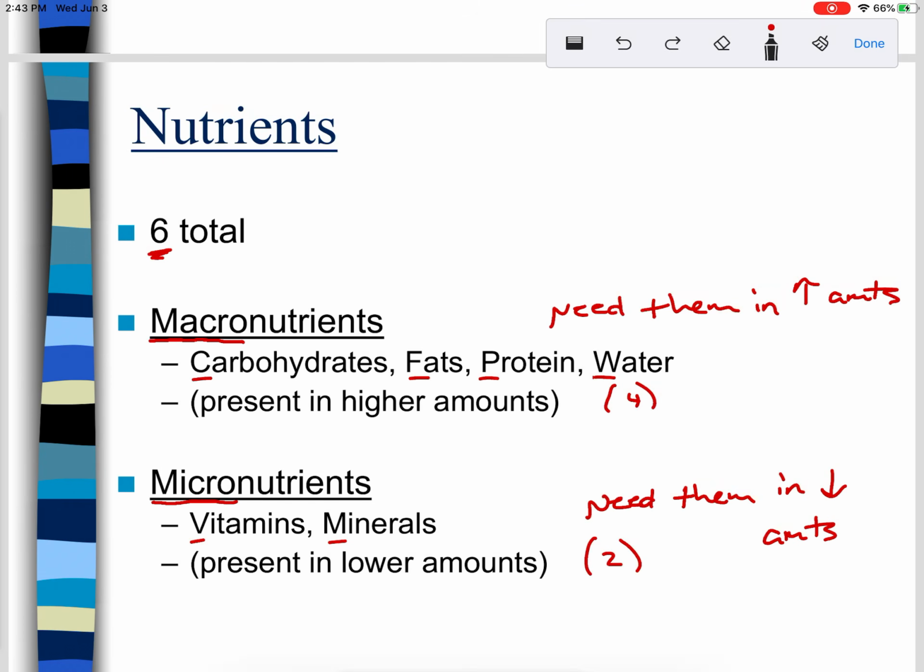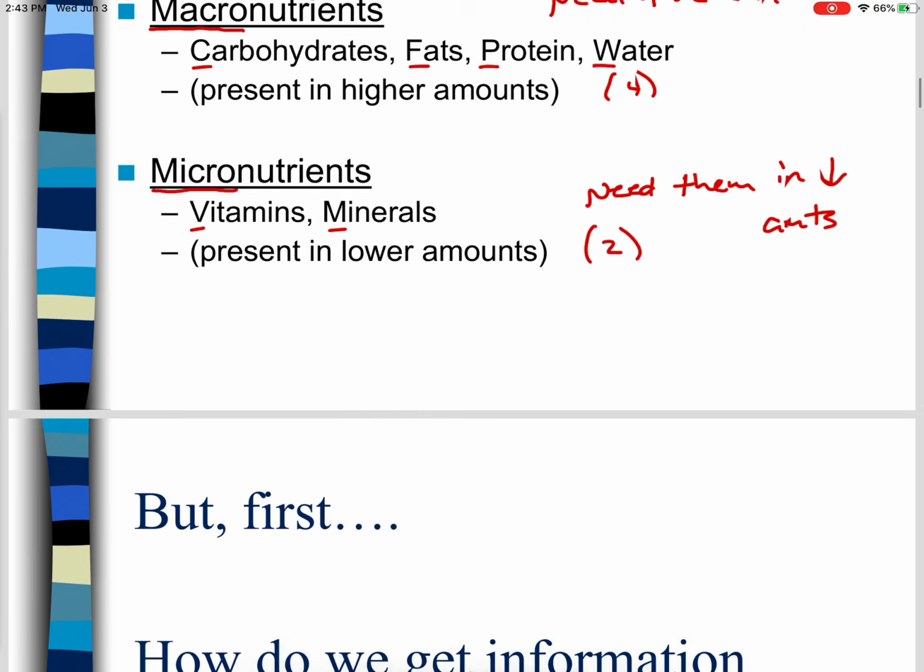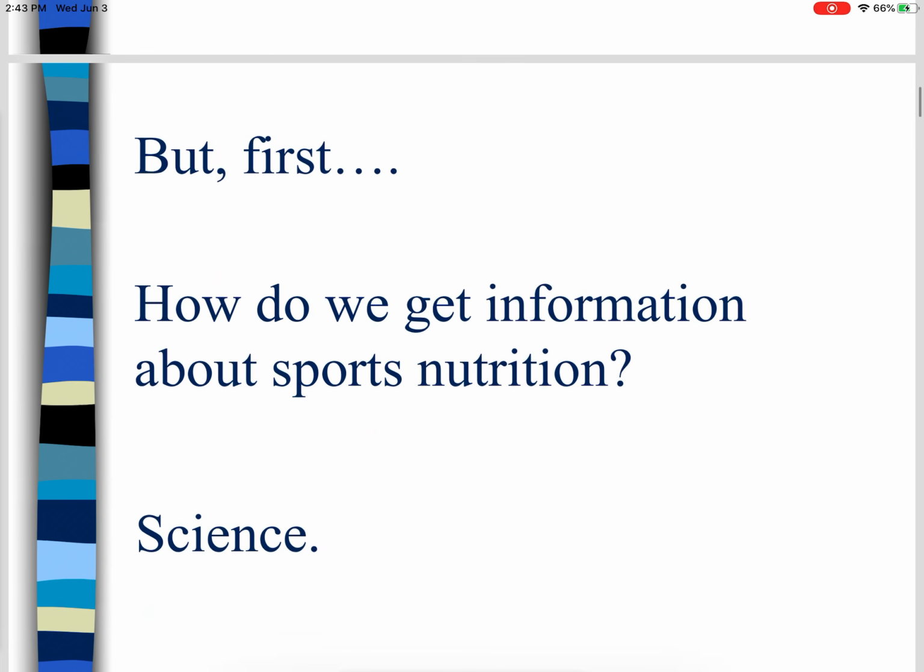It doesn't mean that the micronutrients are any less important. So it's not that the micronutrients are less important. We just need less of them for them to get the job done. So all 6 nutrients are really important. We need all of them. We just happen to need the macronutrients more in larger amounts, the micronutrients in lesser amounts, but they're all important. Nice and straightforward.